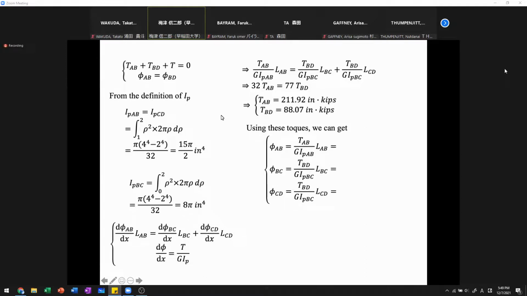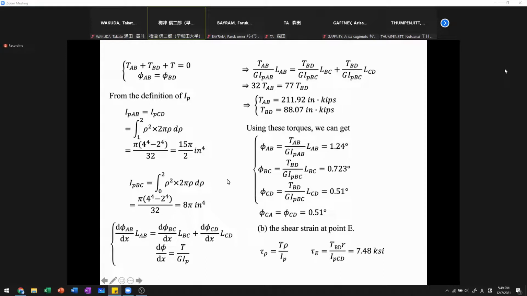Complete the calculation. I think this is the answer. If this answer is not correct, then please contact me. And φAB is calculated from this equation, TAB/(G·IPAB) times LAB, and the value is 1.24 degrees.